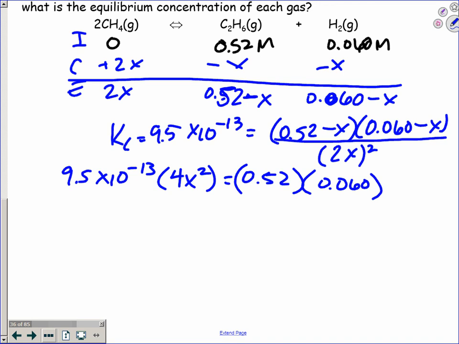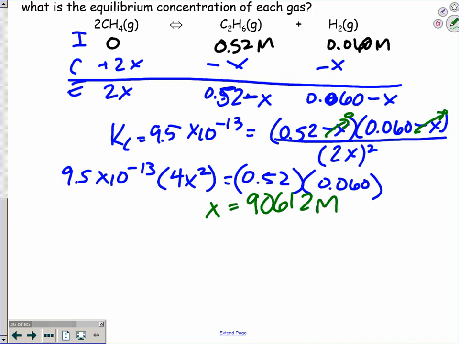Compare your x to the person next to you. No, you only neglect x's that are added or subtracted. So we are only neglecting this x and this x, because if you neglect this x, then we have no x to solve for. All right, what do we get, guys? 0.61. Holy moly! Look at the size of that x.